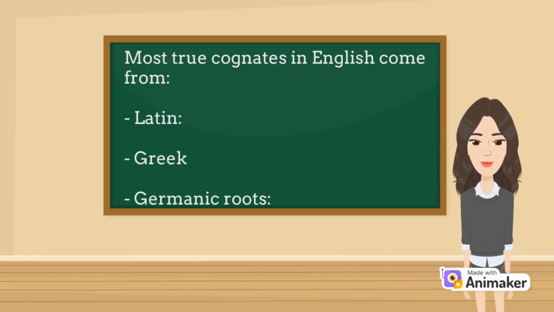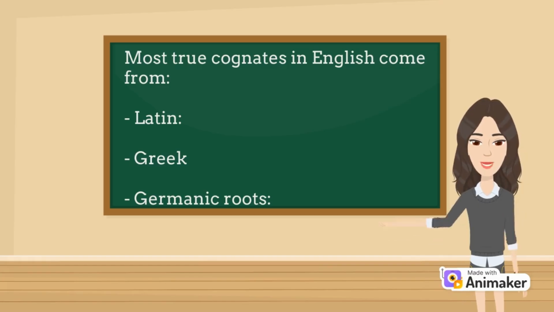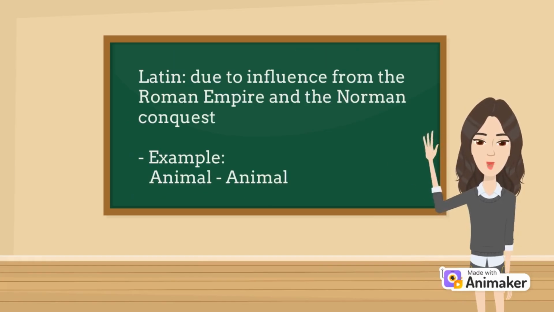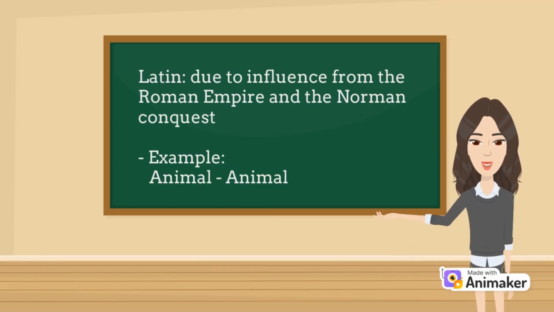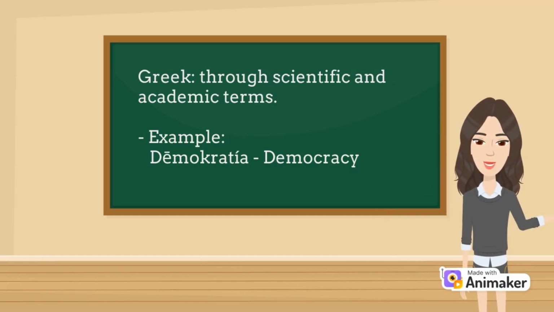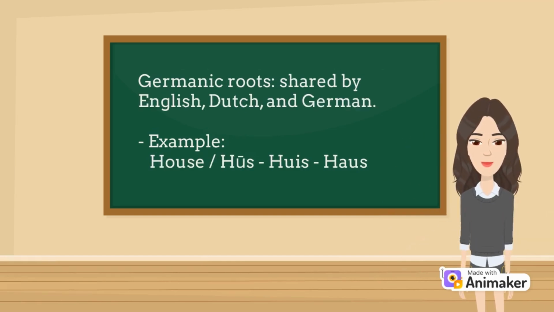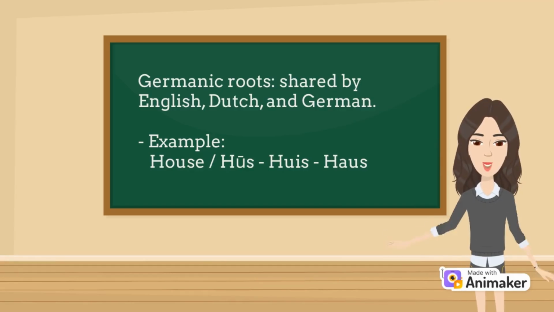Most true cognates in English come from Latin, Greek, and Germanic roots. From Latin, due to the influence of the Roman Empire and the Norman Conquest, for example, animal and animal. From Greek, through scientific and academic terms, for example, democratia and democracy. And Germanic roots that are shared by English, Dutch, and German: house in English, hus in Old English, huis in Dutch, and haus in German.